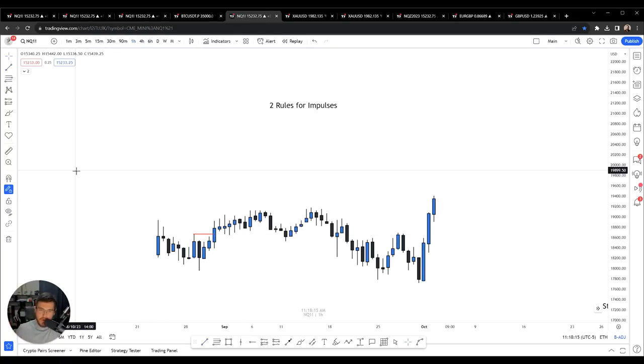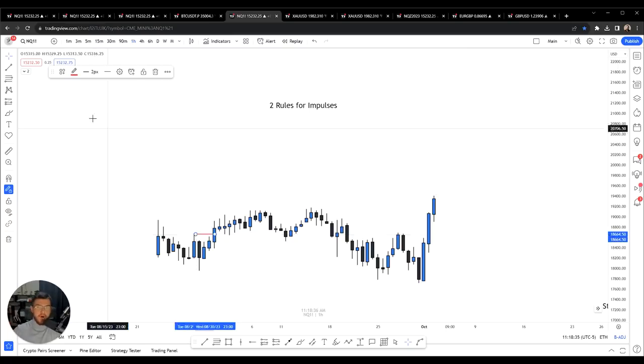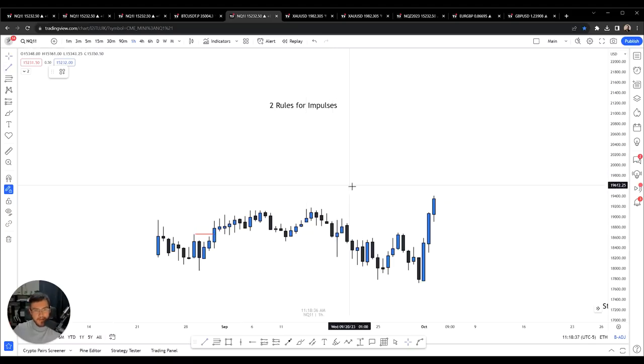But a candle closure is not enough. So that leads us into rule number 2, which is that we need to see a big push after structure has been taken, right? Not on the way to it, but after structure has been taken. The key here is that if you don't see this big push, you're not looking at this as a valid impulse, and you're not looking at it as something that's likely to continue.